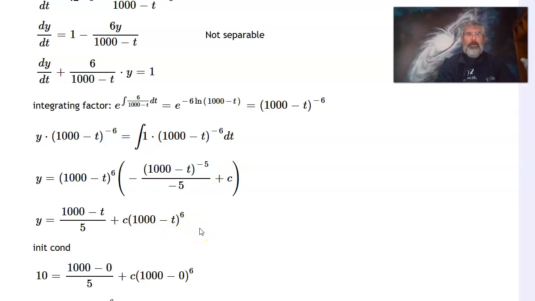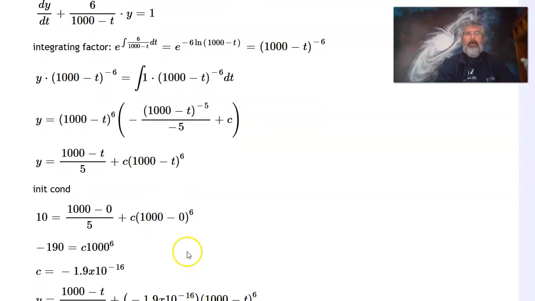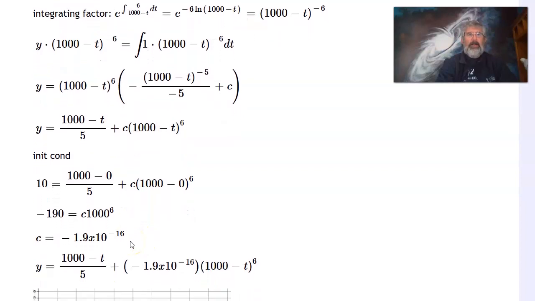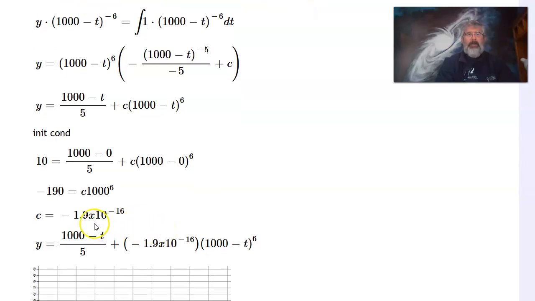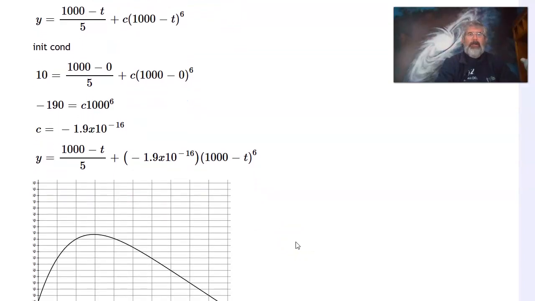Initial condition. I can plug in at time 0. I have 10. So the 0 goes in there and it goes in there. And I end up calculating that c equals minus 1.9. Oh, this is a weird way to write it. That's not supposed to be an x. That's 1.9 times 10 to the minus 16. I was trying to do, what do you call it? Scientific notation. Anyway, that's minus 1.9 times 10 to the negative 16. Plugging that in, again, it looks funny there, but there it is, the formula. The graph of this thing now looks like this.